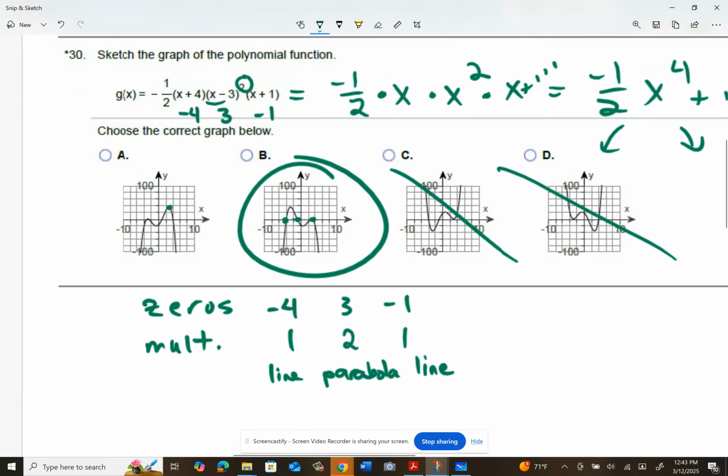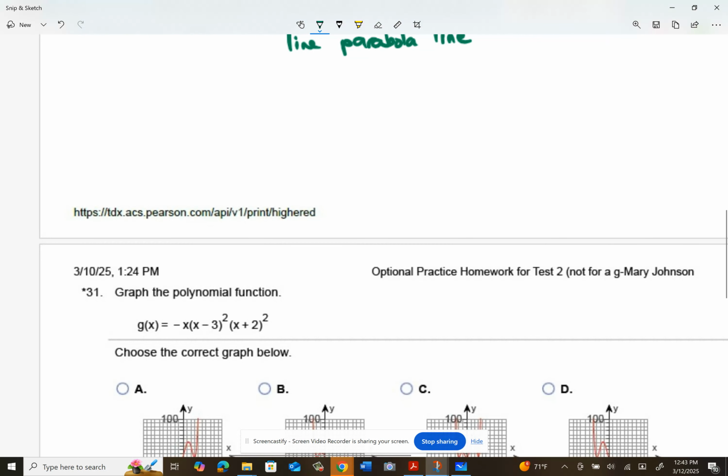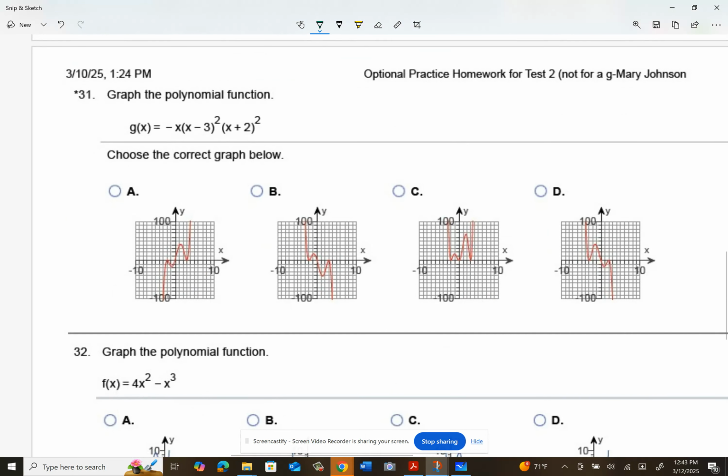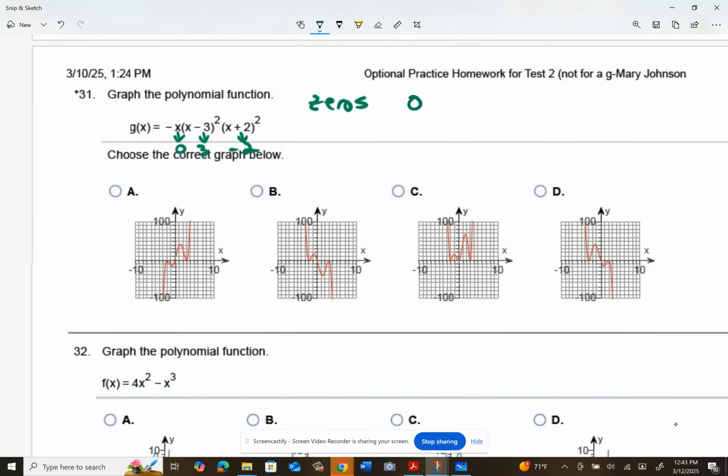All right, let's try some more. So here's one I'm supposed to graph. All right, so I can get the zeros easily. The zeros would come from what causes each of these factors to be 0. So that one would be 0. This one would be 3. This one would be -2. So 0, +3, and -2 would be my zeros.